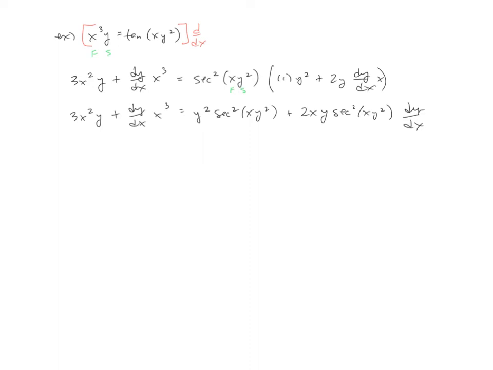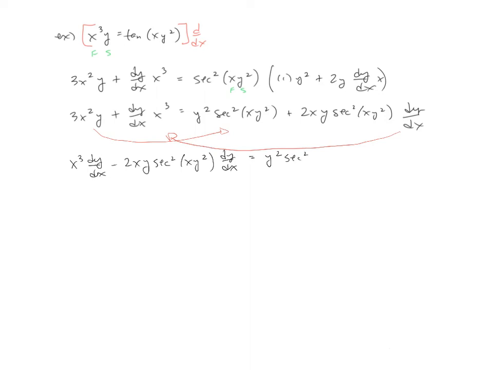Okay, and so from there, what I'll probably do is move maybe this guy over here, and maybe I'll move this guy over here. It doesn't matter which direction you go, but let's say I move them in that direction. So now I'm going to have this x cubed dy dx minus 2xy secant squared xy squared dy dx equals the right side now of y squared secant squared xy squared minus 3x squared y. So this guy stays the same, and then I took all of this and I subtracted it over to the other side. This guy stays the same, and then I subtracted the 3x squared y to the other side.